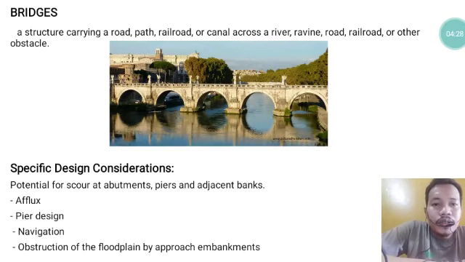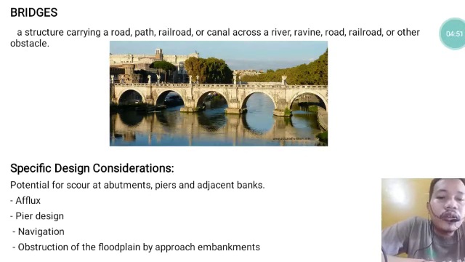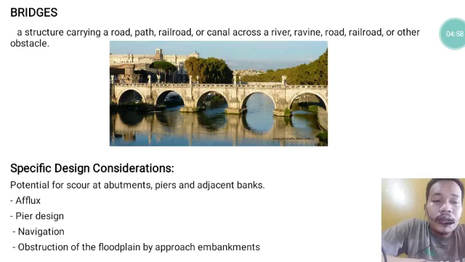Next is bridges. A structure carrying a road, path, railroad or canal across a river, ravine, road, railroad or other obstacle. So, specific design considerations. You have to consider the flow of water. Pier design, navigation, obstruction of the floodplain by approaching embankments.